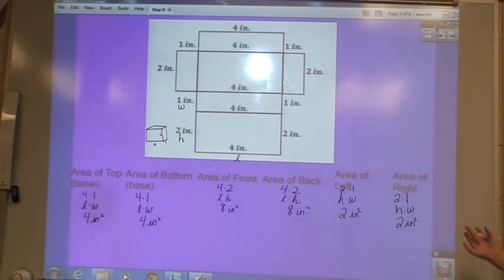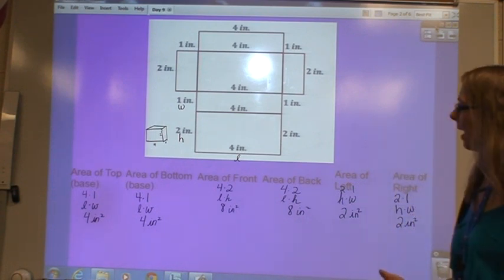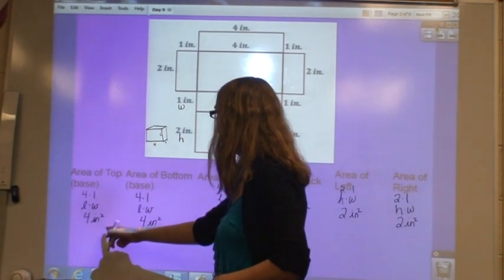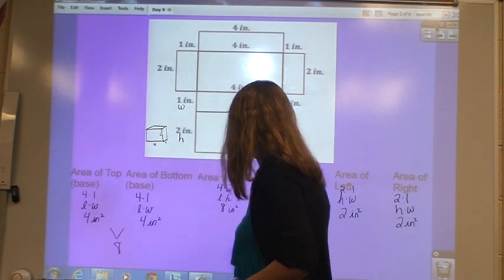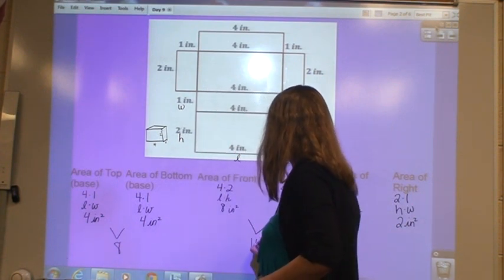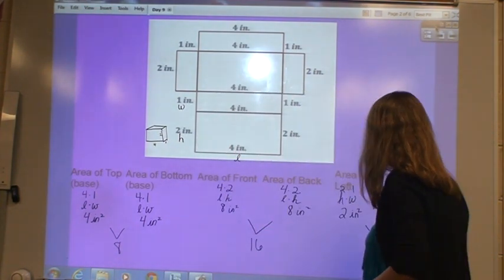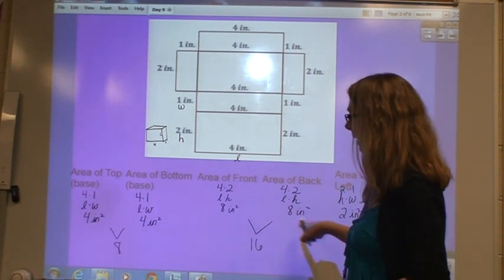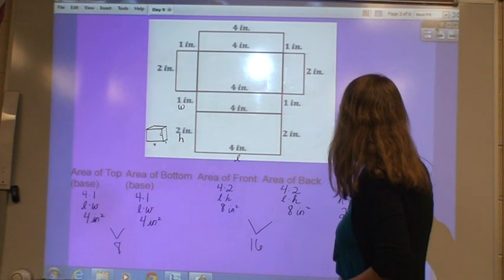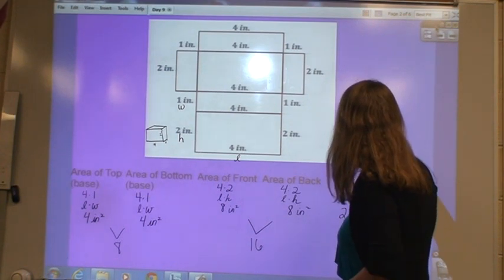Now I'm going to have to add it all up. So I have 4 plus 4. These two are going to equal 8. These two are going to equal 16. And these two are going to equal 4. So altogether I have 16 and 4, that's 20, plus 8 more. It's going to be 28 inches squared.